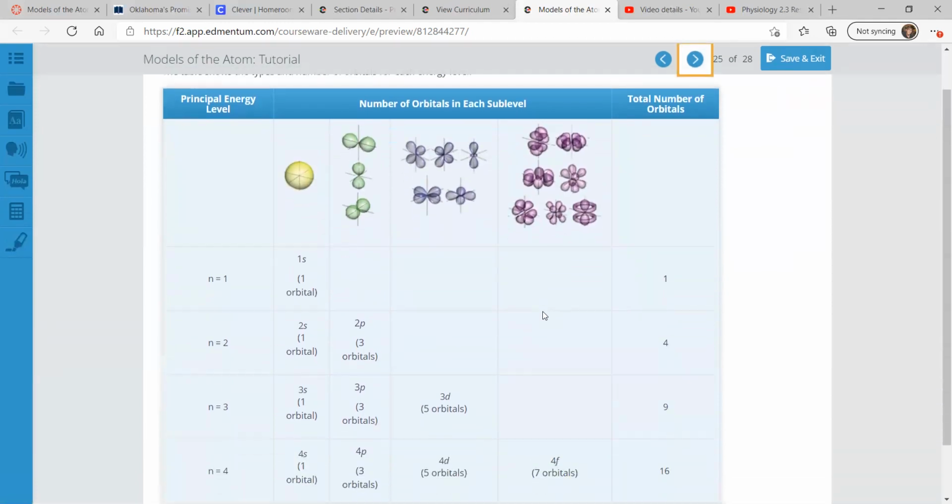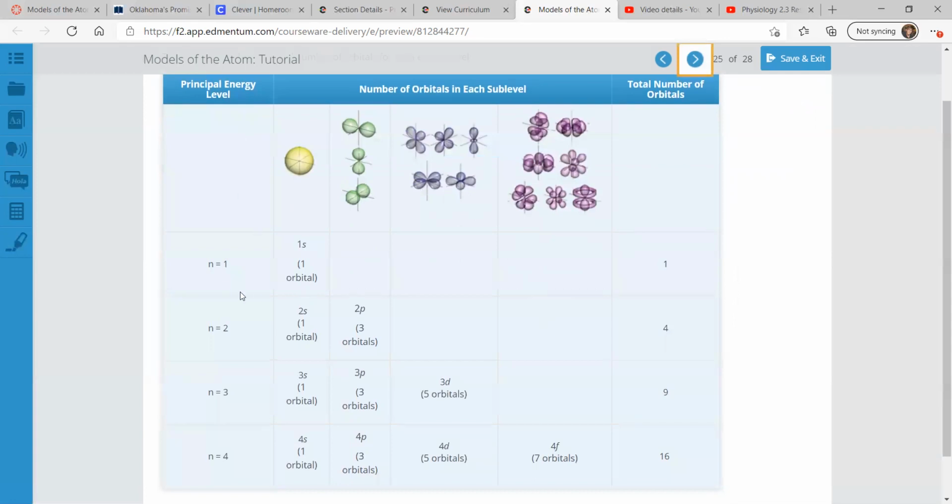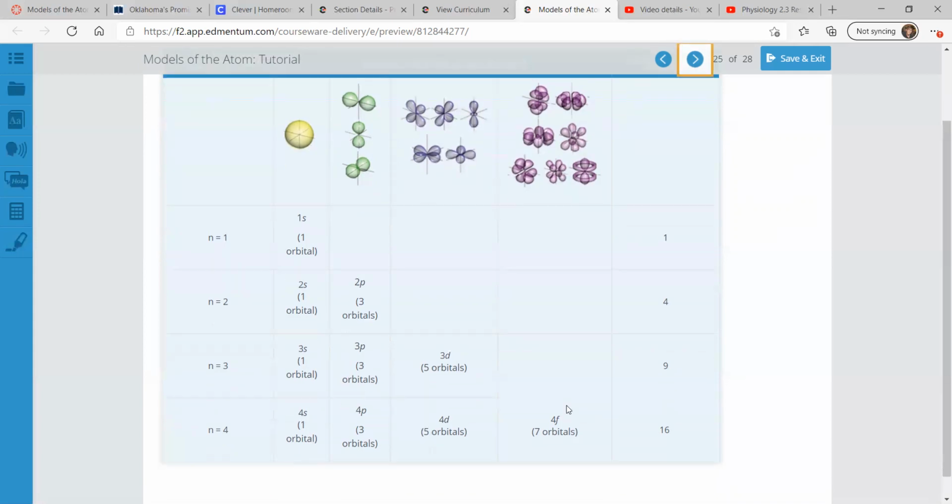And this table will kind of show you what's happening. So we have this energy level, first orbital, second energy level, third energy level, fourth energy level. And then we have those p's, and we have the d's. See how those shapes get really complex? And then f. Those are just crazy.